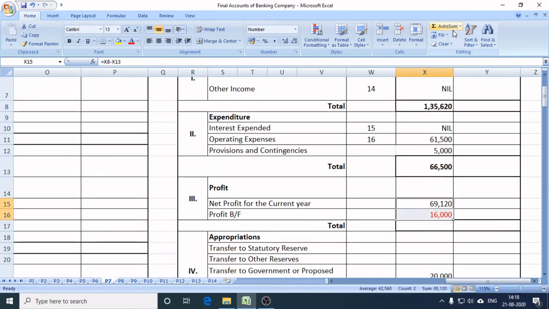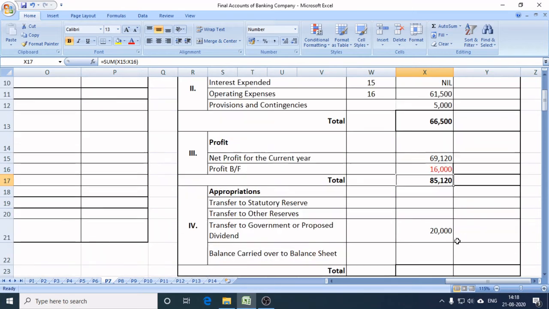Now the total profit is 85,120. Look here, the current year profit is 69,120. 16,000 is the profit at the beginning of the accounting year, and this is the total profit. So this is the lifetime profit of a bank as on 31st March 2020. Now let's make a provision for statutory reserve, and as per section 17 we should transfer 25% of current year profit, that is 69,120, to statutory reserve. So 25% of 69,120 is 17,280.